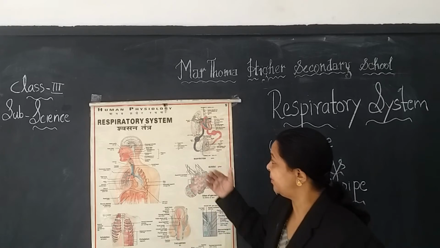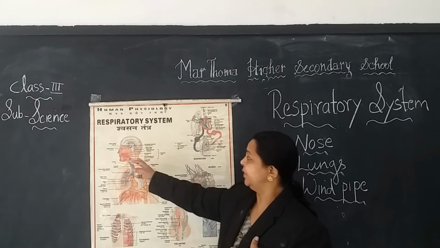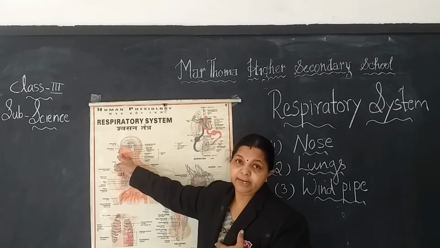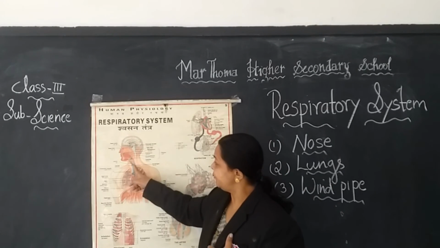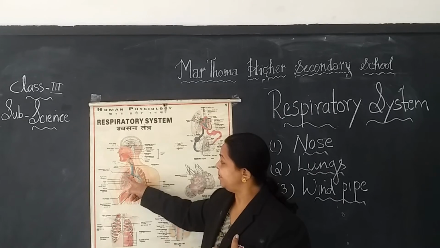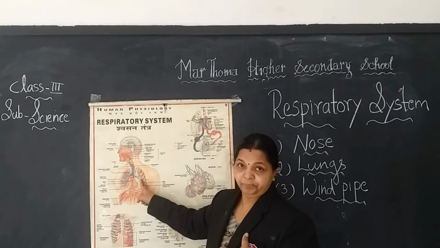Now just see the picture. This is the basic structure of our respiratory system, and you can see the nose. Already I told, with the help of the nose we are taking air rich in oxygen. And this is the windpipe, and through the windpipe it is entering the lungs. How many lungs are there? There are two lungs.